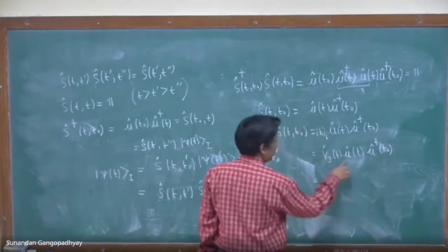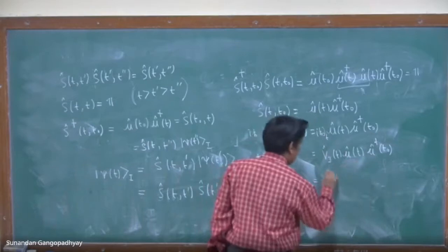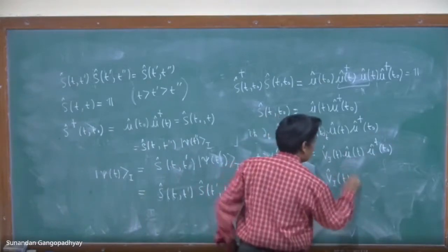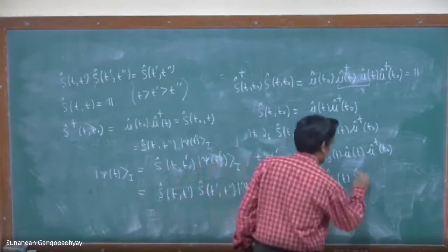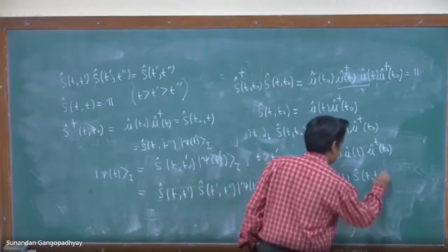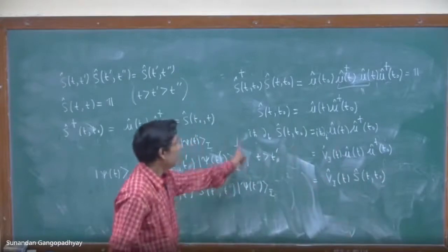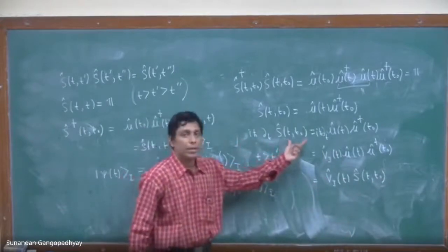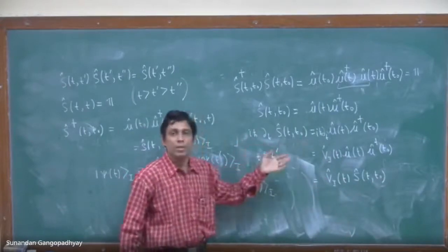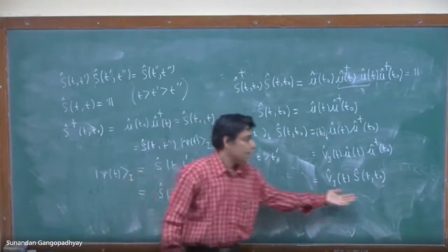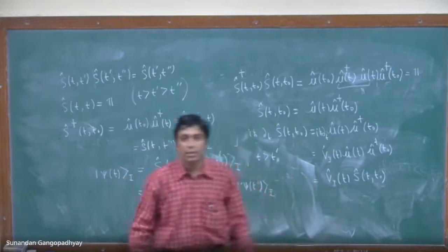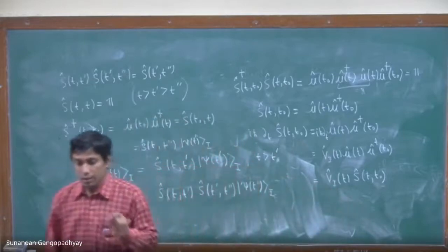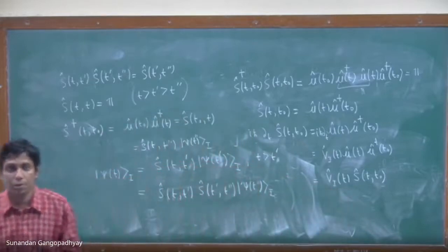And U hat T, U hat dagger T naught is nothing but S hat T comma T naught, and therefore you have the dynamical evolution equation for this operator S hat. It looks exactly the same as the time dependent Schrodinger equation, where this V hat is basically the interaction part of the Hamiltonian in the interaction picture.